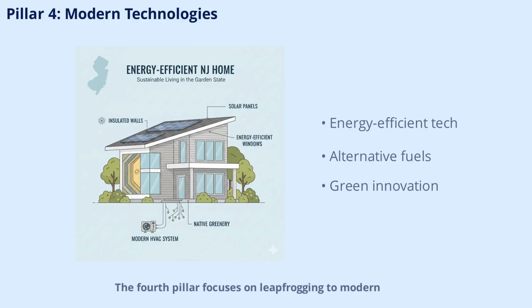Fourth pillar focuses on leapfrogging to modern, energy-efficient technologies in transport, industry, and buildings. By promoting energy efficiency and alternative fuels, Ethiopia aims to reduce emissions from key sectors like cement, textiles, and fertilizers. This approach supports sustainable development and positions Ethiopia as a leader in green innovation.